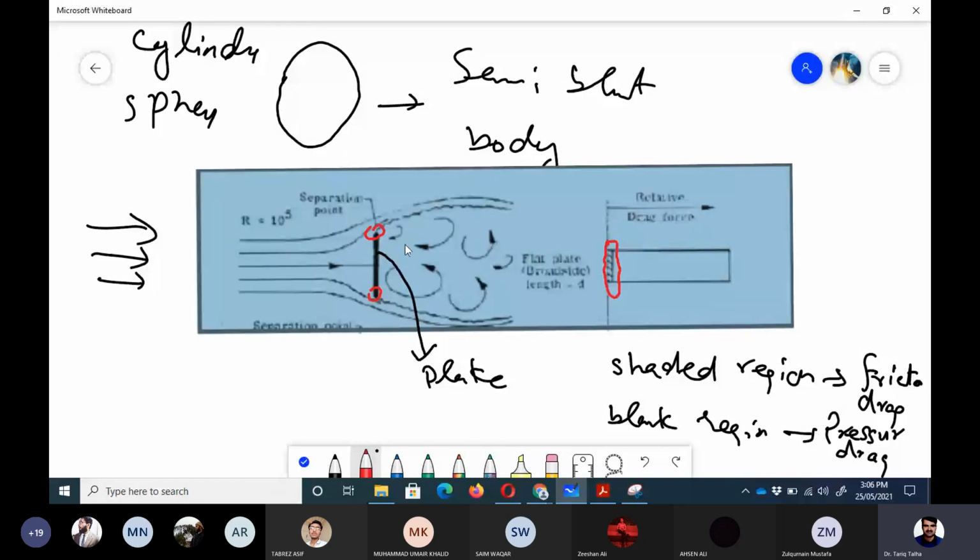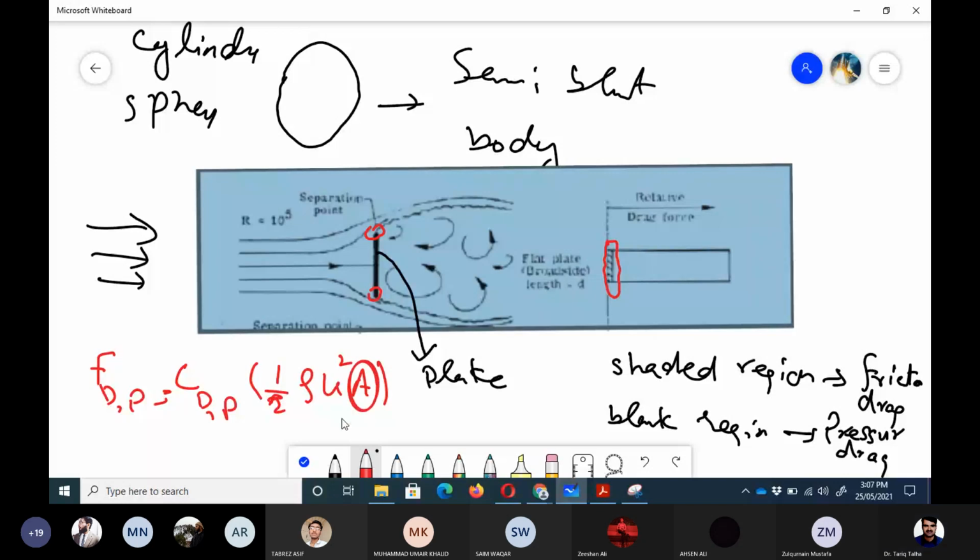And because we know that the drag force due to pressure is C_DP into half rho U square into area, and this area is the frontal area here. Please remember, this is the frontal area. Let me show it by the blue line. So this is the frontal area. So the frontal area is more, and that's why 95% of the drag is due to pressure drag.